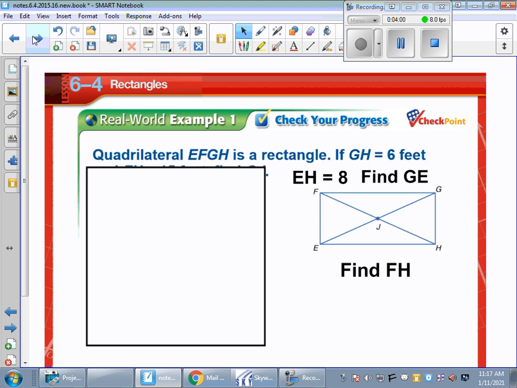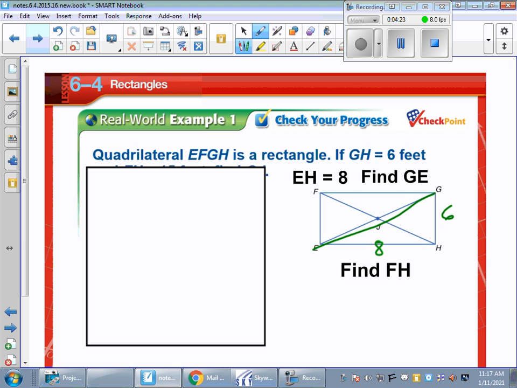Next one here. So the next thing we want to take a look at here is it says we have a quadrilateral, EFGH, and GH is 6 feet, and they want us to find, so GH is 6 feet here, EH is 8 feet here, and they want us to find GE.